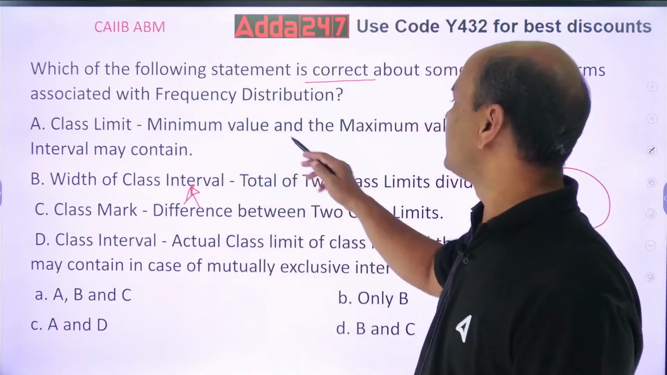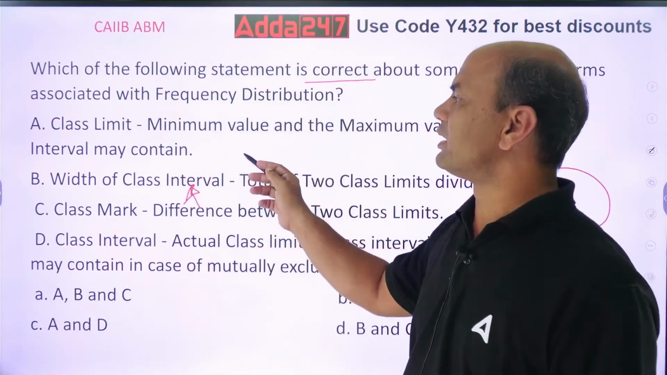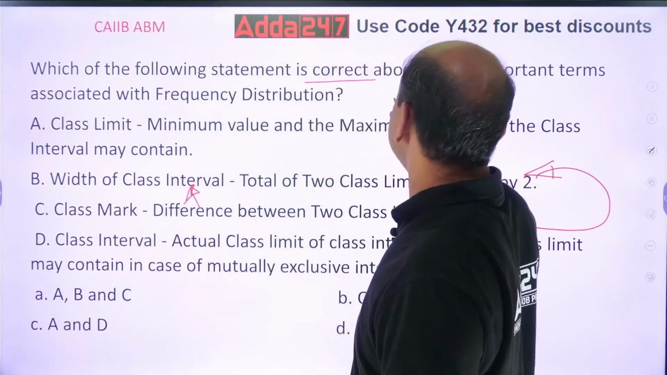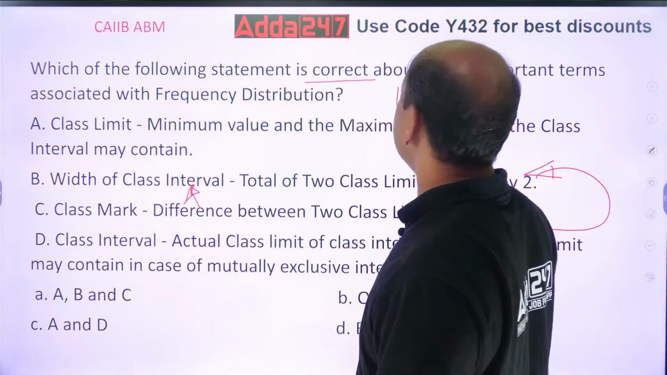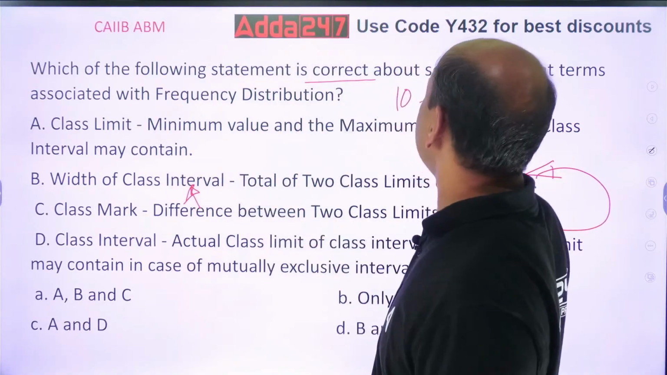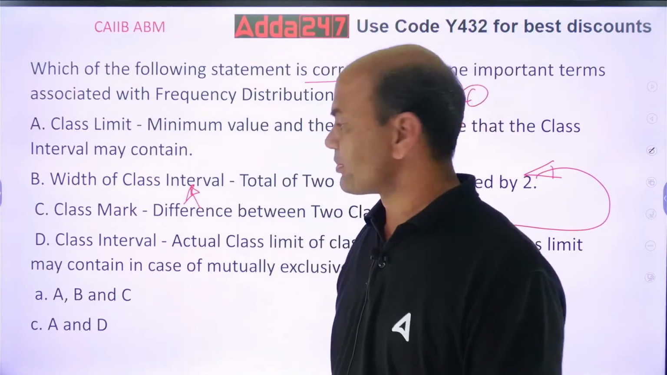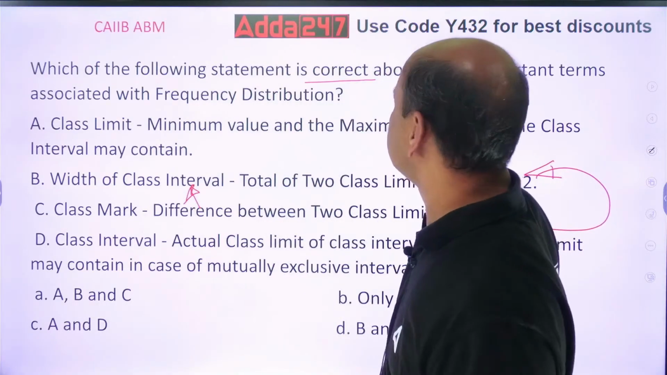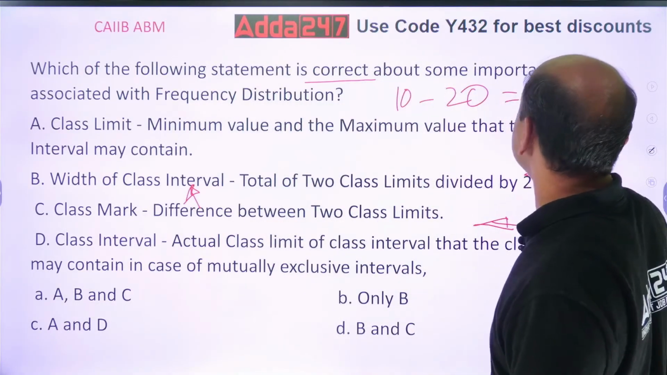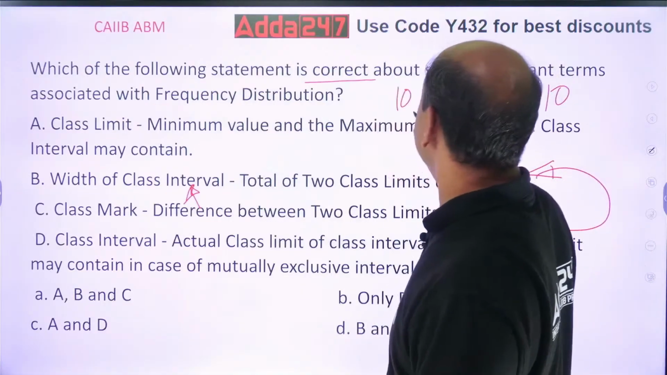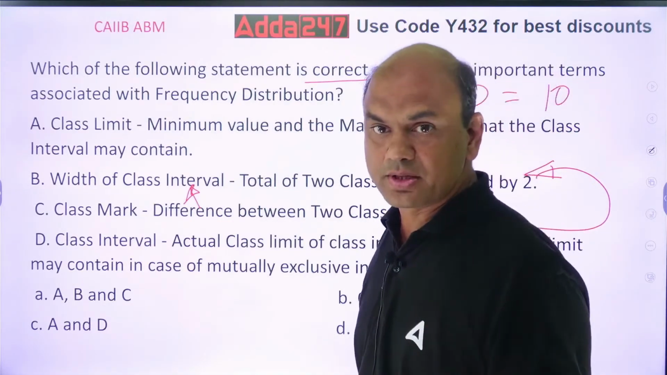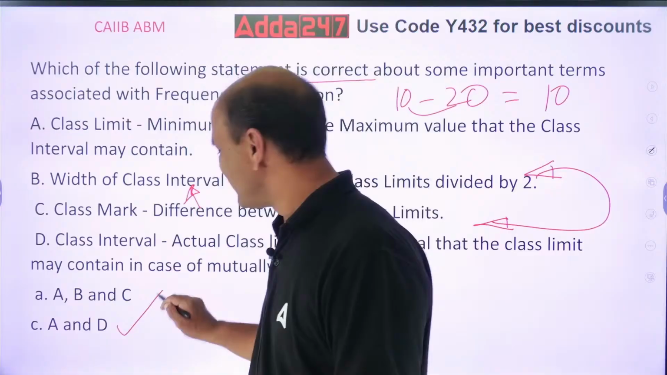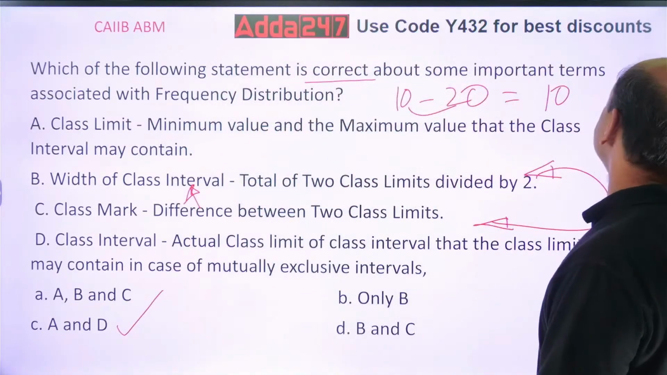A. Minimum and the maximum value that a class interval may contain is known as class limit. So that is correct. Suppose I say 10 to 20, it means class limits 10 and 20. What is class interval? Interval means the difference, 20 minus 10. So interval is 10 over here. These two values are known as class limits. So answer is A and D. Got it?